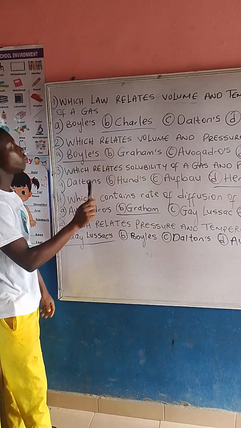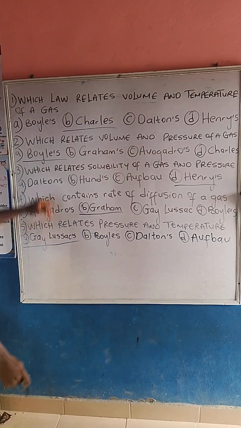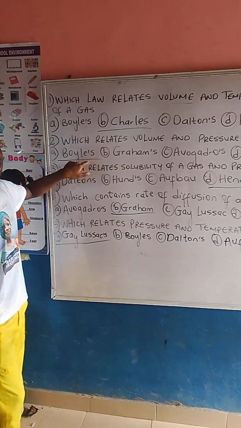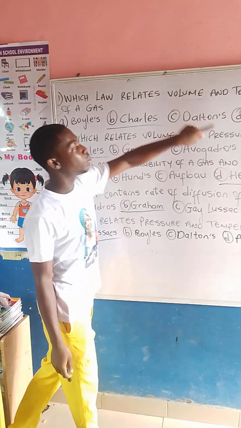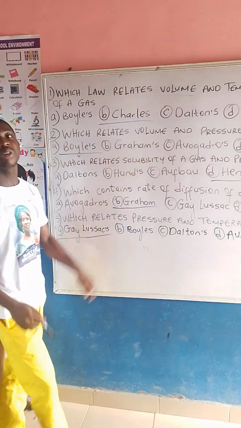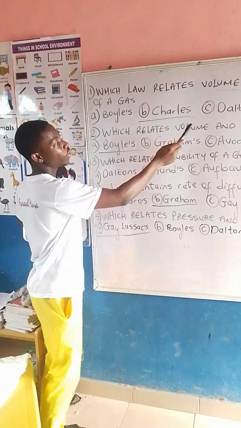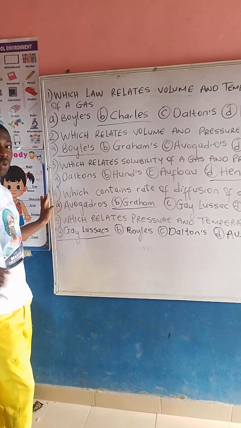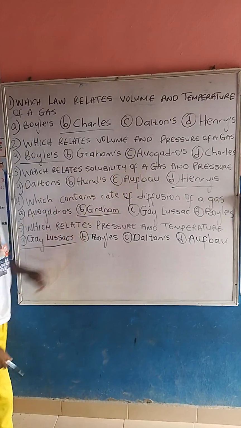That is number one. Number two, which relates volume and pressure of a gas? Let's state Boyle's law again. Boyle's law states that the volume of a given mass of gas is inversely proportional to its pressure, provided temperature remains constant. So there is an inverse relationship: volume is related to pressure. That is Boyle's law. We've answered number two.